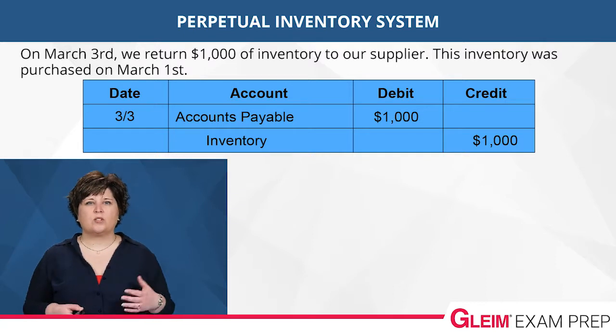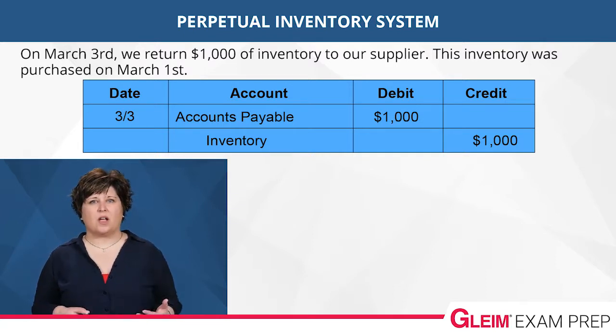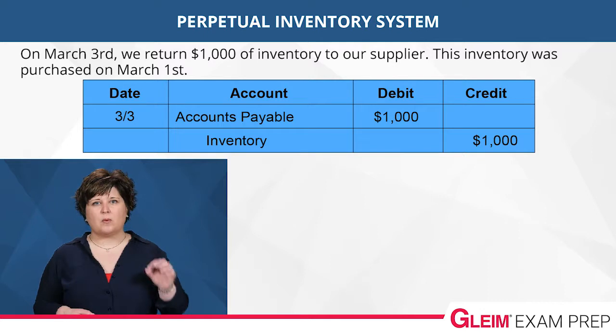On March 3rd, we returned $1,000 of inventory to our supplier. This was some of the inventory that we purchased on March 1st. When we take the inventory off our shelves or out of our warehouse, inventory has decreased. So the effect that we need to have on the books is to decrease the inventory account. That is a credit to inventory. Remember, in this perpetual inventory system, we're continuously updating the inventory account. Every time something happens related to the inventory, we're updating the inventory account.